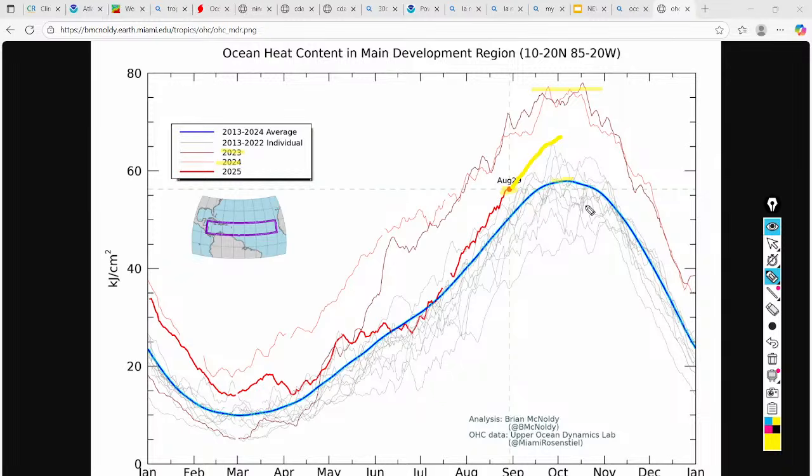This is the line chart. This is what we are taking a look at: historical averages with water temps, ocean heat content, El Nino and La Nina, pretty much everything that you guys have been wanting me to give you information on. This is the OHC in the region.